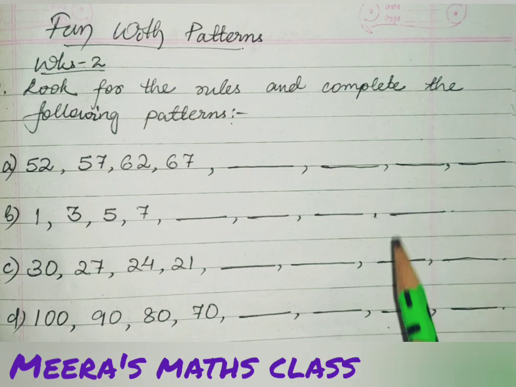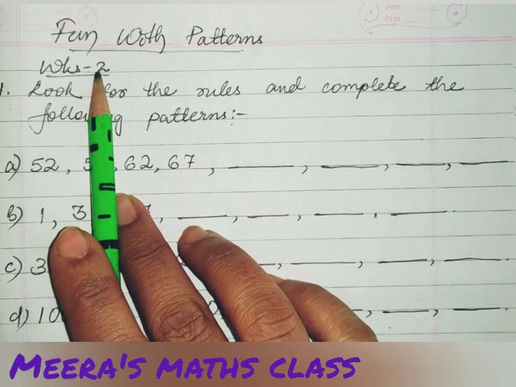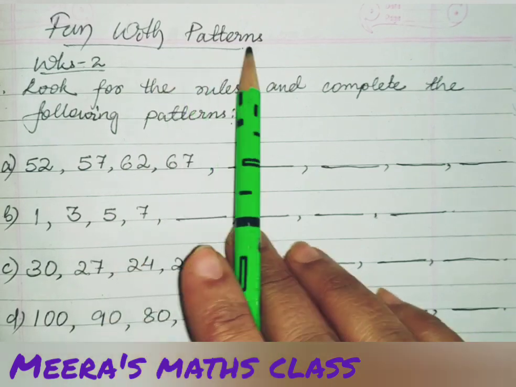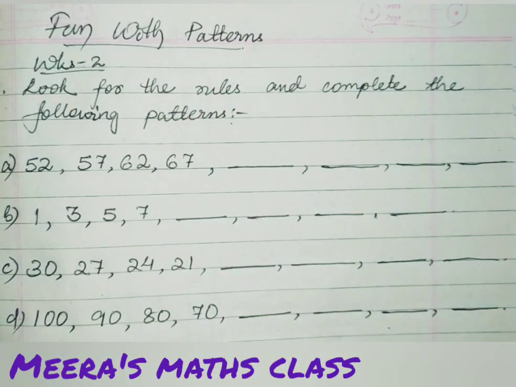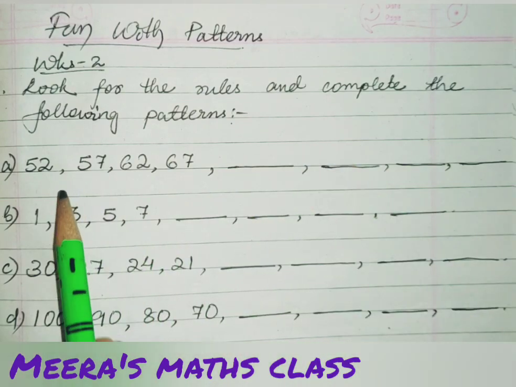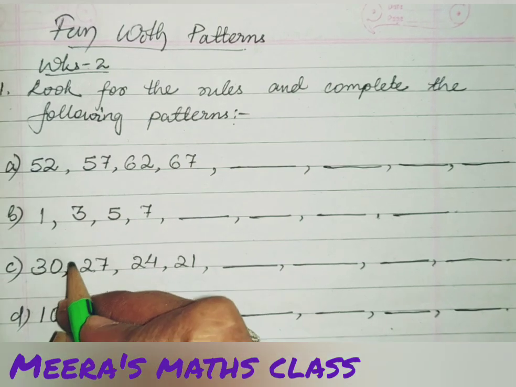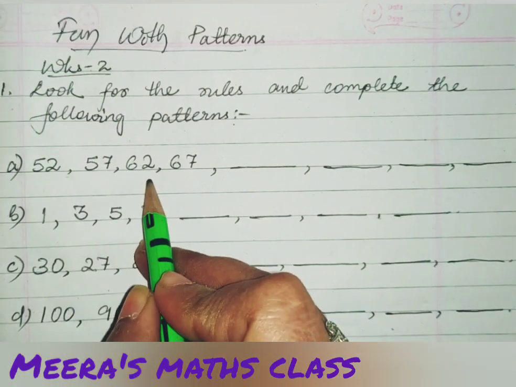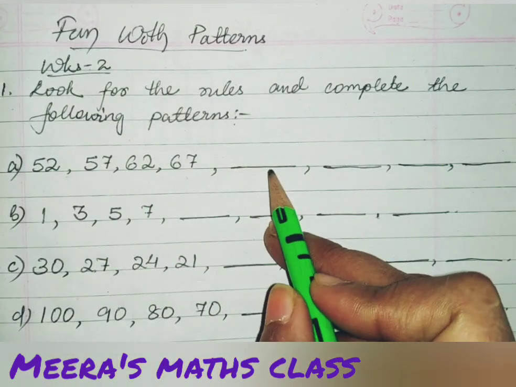Children, this is worksheet 2 from the Fun with Patterns chapter. So, what pattern is being followed for each question? Let's see. I'm using the pencil to make you understand first. Okay? So, 52, 57, 62, 67.